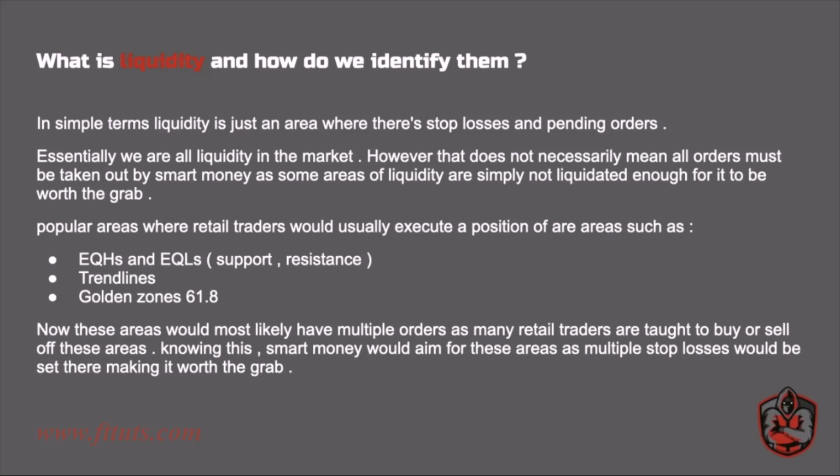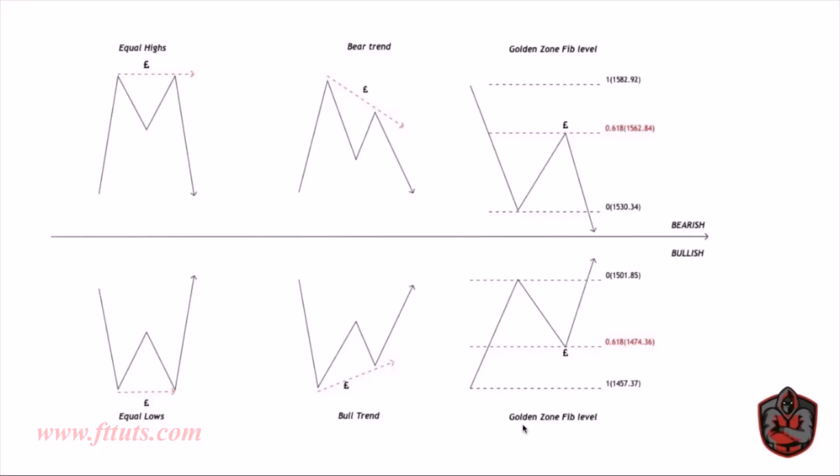Now, what does that mean? That means there are a lot of stop losses at these areas, right? Which, from a smart money's point of view, is all liquidity that they can capitalize on. These areas would most likely have multiple orders, as many retail traders are taught to buy or sell off these areas. Knowing this, smart money would aim for these areas as multiple stop losses would be set there, which makes it worth the grab. Identify that as liquidity within the market.